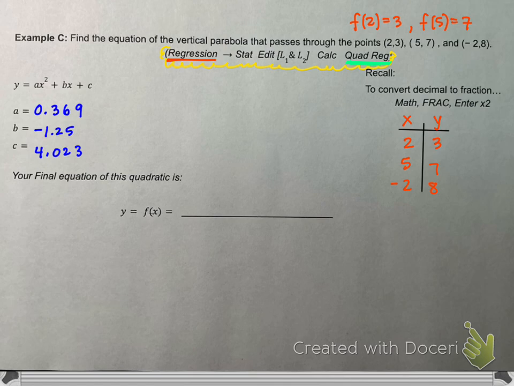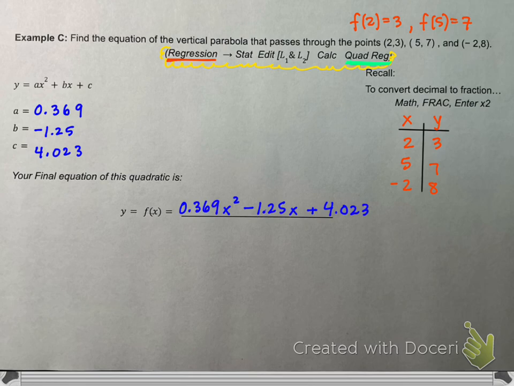So your final equation for this quadratic is going to be 0.369 x squared minus 1.25 x plus 4.023. Now, I didn't get an R value, so I do want to go back through that real fast.